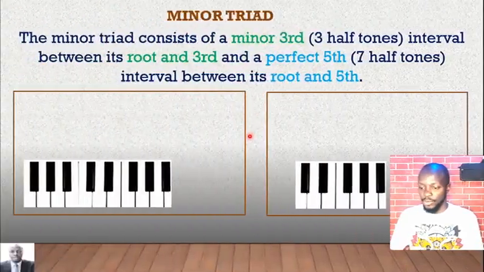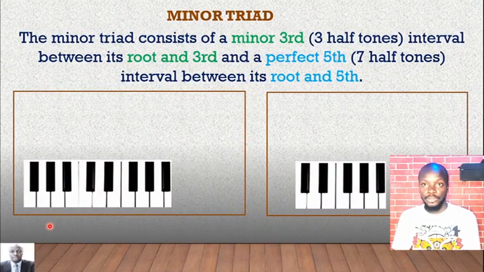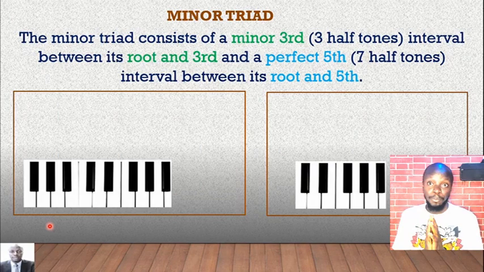All right, now let's go on. Let's try to work on some examples. By now, you should know that a major third has 4 semitones, a minor third has 3 semitones, and a perfect fifth has 7 semitones.